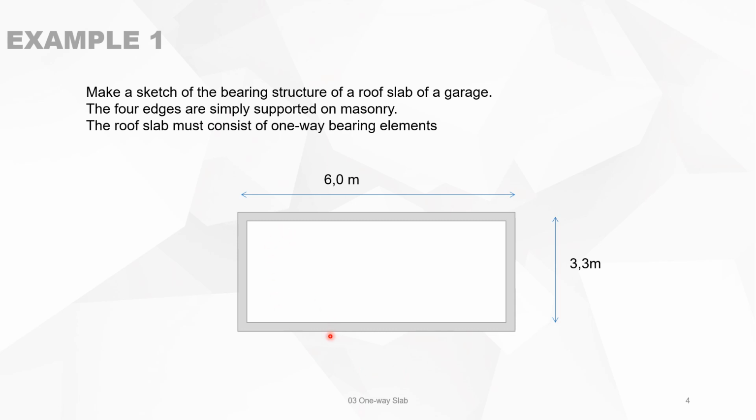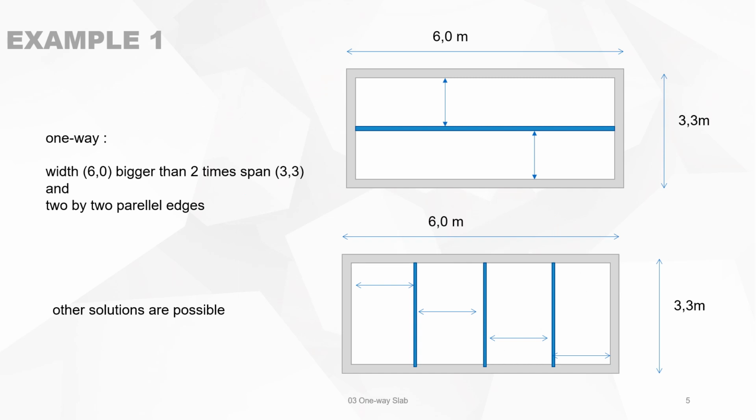So now we have to think about a certain system, and we can use, for instance, a beam in this direction. Then this will be a one-way slab. This will also be a one-way slab. Or we can use the other direction. Then we have three beams with less span, and then we put the one-way slabs in this direction.